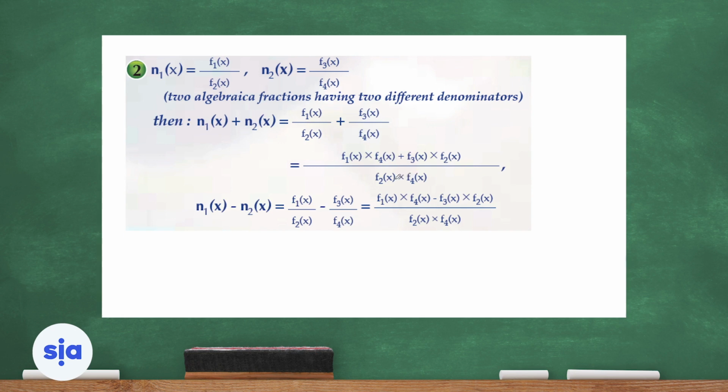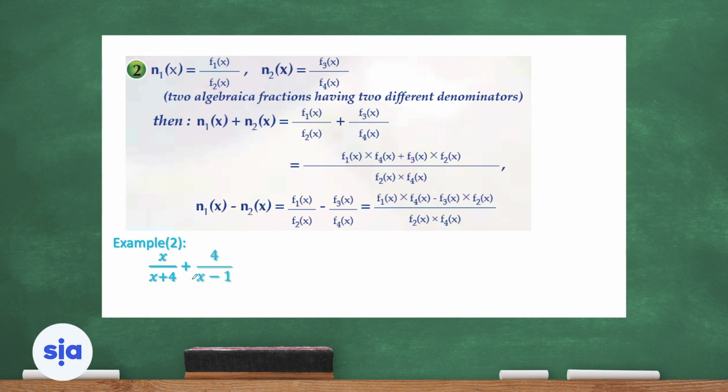So here it will be f1 times f4 plus f3 times f2 all over f2 and f4. The same thing goes with the subtraction. f2 I multiplied here up and down, f4 I multiplied here up and down. So it's f1 times f4 minus f3 times f2. And the denominator, we write it only once, which is f2 times f4. Let's see an example.